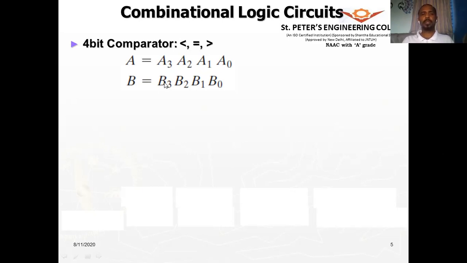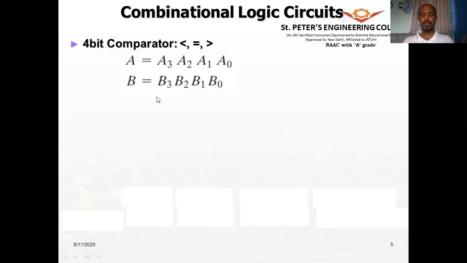Suppose both the bits are the same, both zeros or both ones, then we have to go to the next lower bit. So next we compare A2 with B2. We don't compare A2 with B1. We compare A2 with B2, the bits in the same position. Next, if they are also equal, then we go to the bits A1, B1. If they are also equal, then we go to the bits A0, B0. Only if they are all equal do we say that A is equal to B, right?